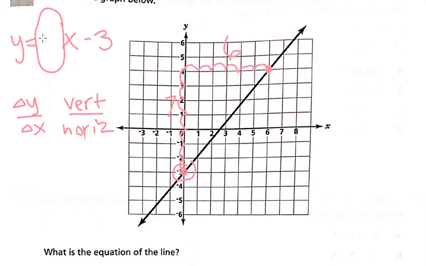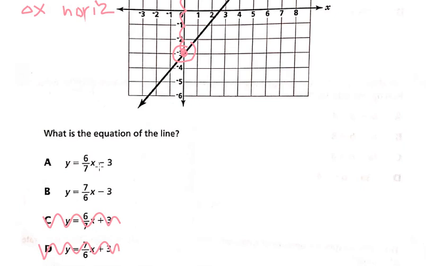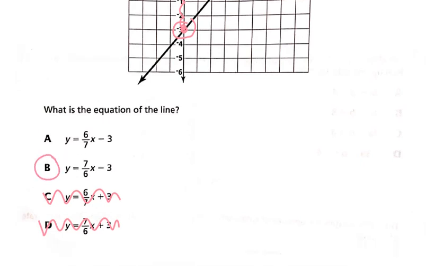So when I go to fill in my slope, it is vertical over horizontal. So that is 7 over 6. That is going to give me y is equal to 7/6x minus 3. So that is answer choice B. All right, let's keep going.